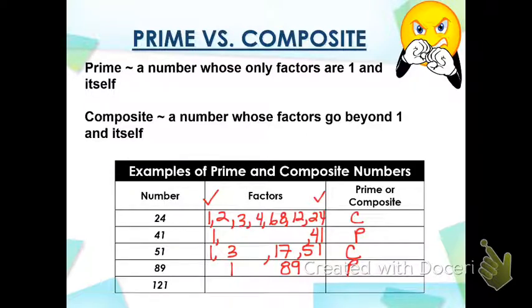For 121, I could do 1 times 121. 2 doesn't work, 3 doesn't work, 4 doesn't work. If I do 121 divided by each of those, I'll get decimal values. But 11 works. 11 times 11 is 121. Now I'm only going to put that number on the list once. I won't write 11 on the list twice. But still, it is a third number other than just 1 and itself. So 121 is composite.